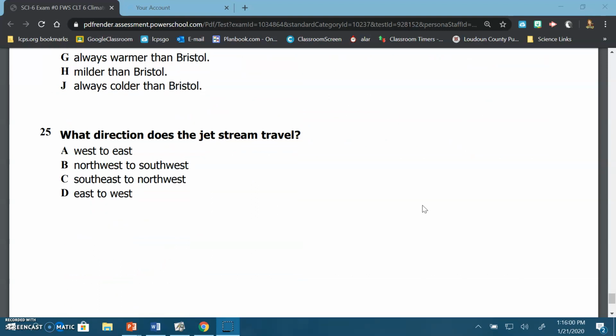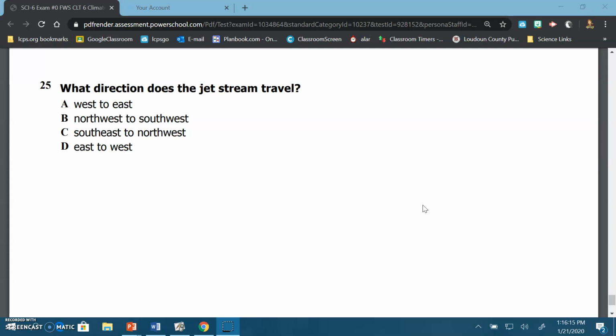25. What direction does the jet stream travel? A, west to east, B, northwest to southwest, C, southeast to northwest, or D, east to west?